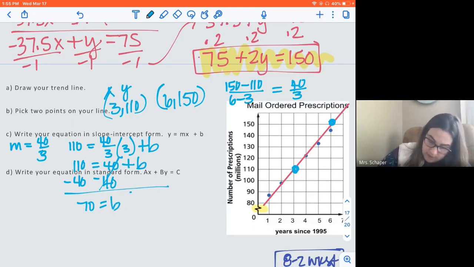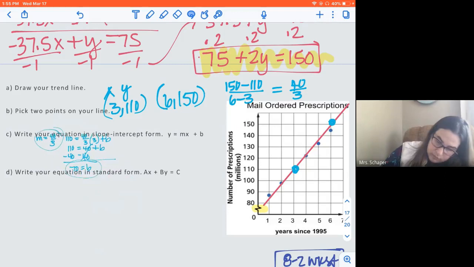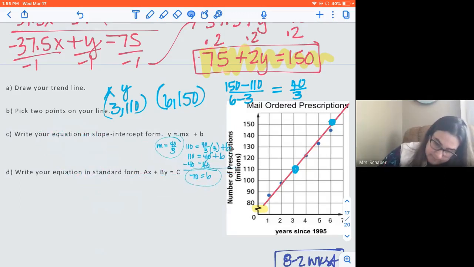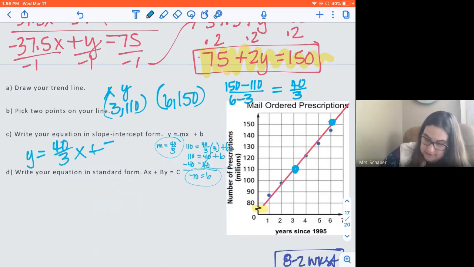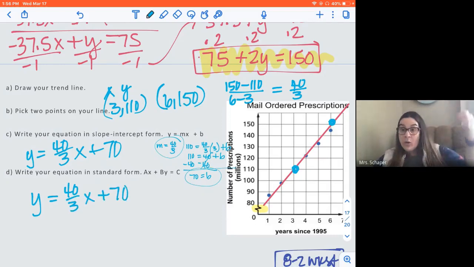All right. Now I know my b and I know my m, so I can put them all together. So then y equals 40 thirds x plus 70. And then to put that in standard form, y equals 40 thirds x plus 70. Again, this is pulling back what we worked on earlier in the year, writing them in standard form, having them with no fractions or decimals, making sure a is positive, a and b are together, in simplest form. All of this is coming full circle.